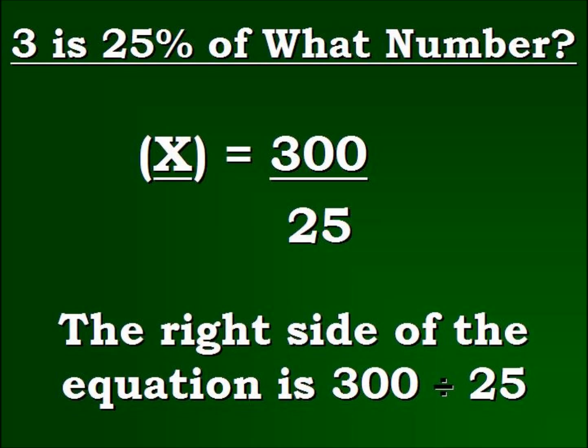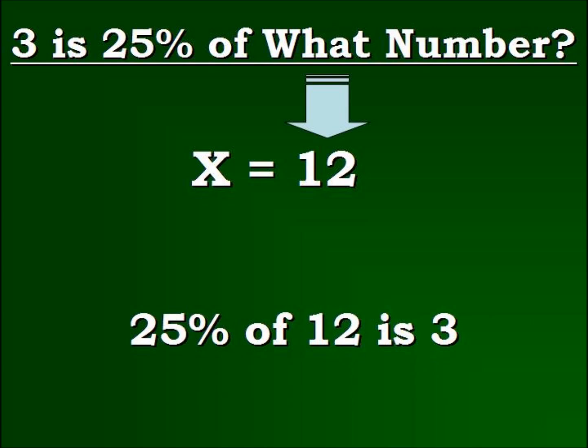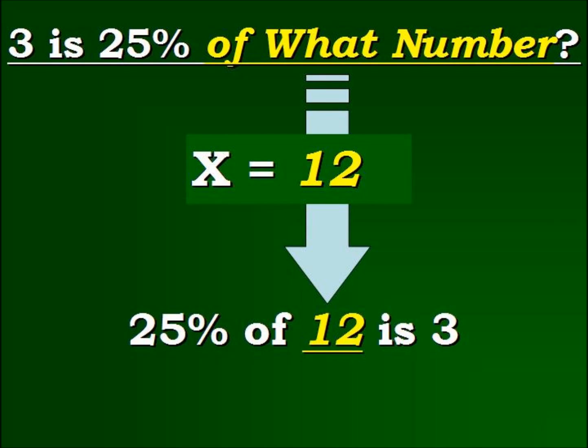Now that we have x by itself, we just have to simplify what's on the right hand side. 300 divided by 25, that's going to give us 12. So now we look back into our problem and we can see that we're going to take 12 and plug it back into our problem, and we see that 25% of 12 is 3. So that solves our problem.